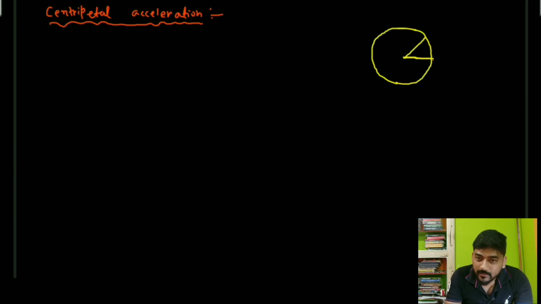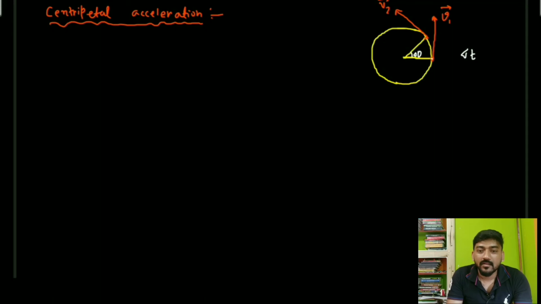So when the particle is here and then here, its initial velocity at that point will be along this direction. Let me take this as the v1 vector, and at that other point it will be along this, v2. Let me take that this angle will be delta theta for the time delta t. When the particle is moving from this point to this point, it will take time delta t.